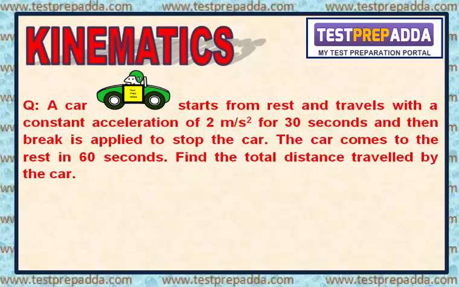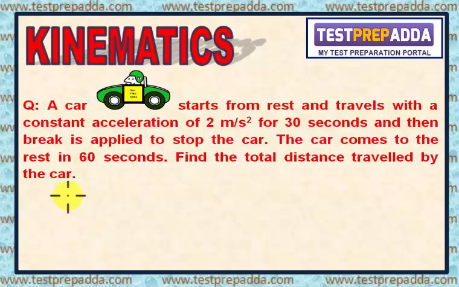Here the question says, a car starts from rest and travels with a constant acceleration of 2 meter per second square for 30 seconds. And then the brake is applied to stop the car. The car comes to rest in 60 seconds. Find the total distance traveled by the car. Now again we have to find distance using the displacement equation of motion.